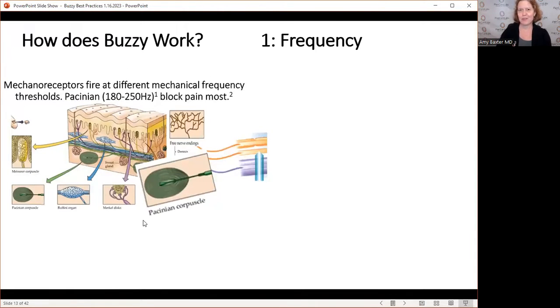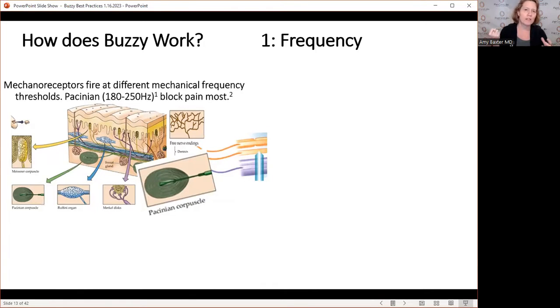All right, so thank you for the practical part. Now let's talk about the science. How does Buzzy work? Well, there's something called gate control, and gate control in 1965 was described as using touch nerves to override pain nerves.